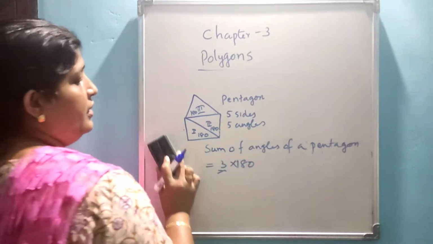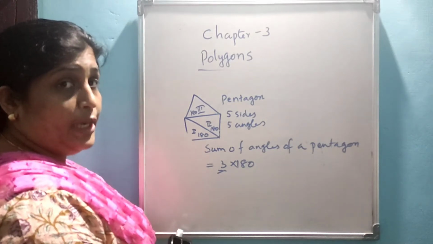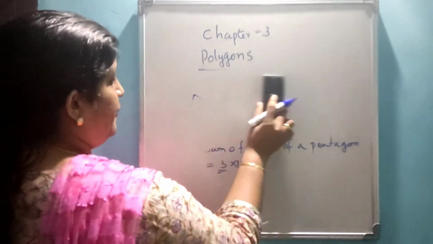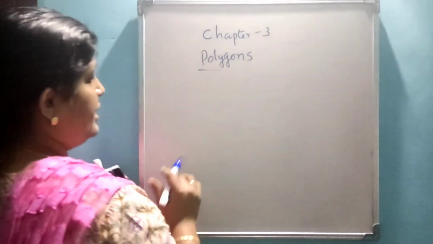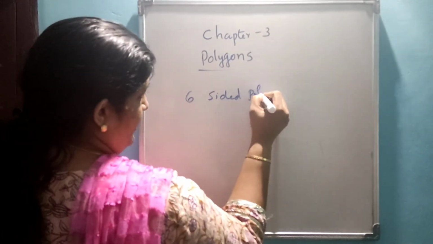Then, without drawing, a six-sided polygon. What is a six-sided polygon called? What is its name?